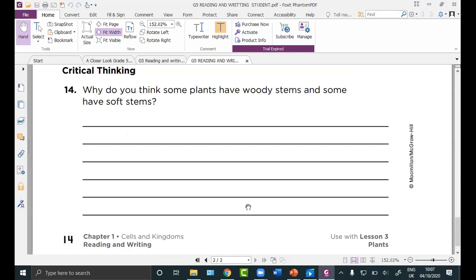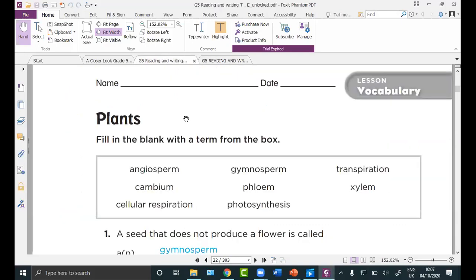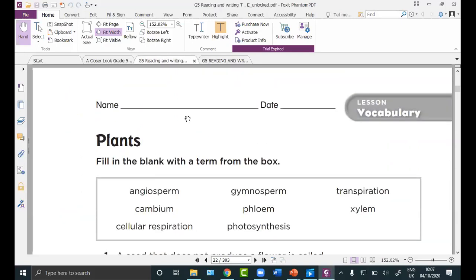Page 15. Okay. Number 1. Mr. Ali, please, can I answer it? Yes, Hamza.